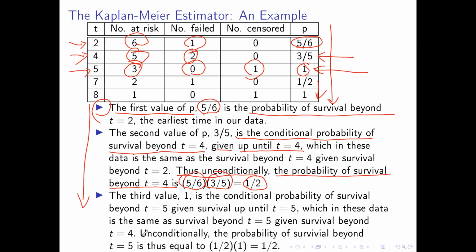So unconditionally, the probability of survival beyond day 5 is equal to what? We've already figured out the unconditional probability of going beyond day 4. That is a half. What we need to do is multiply that probability with this conditional probability 1, and we still get a half. Of course, we can derive the rest of the probabilities in this table, and you can try that out by yourself.